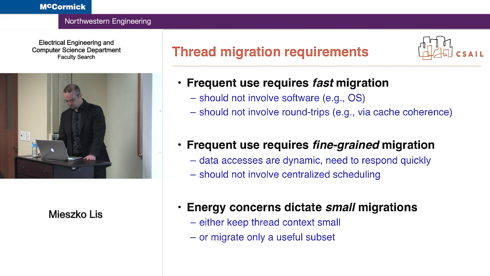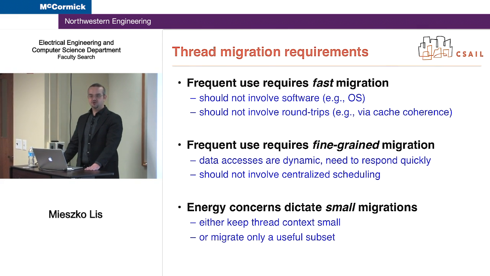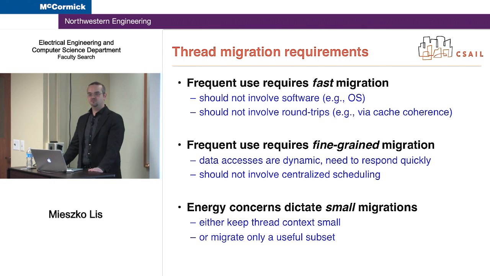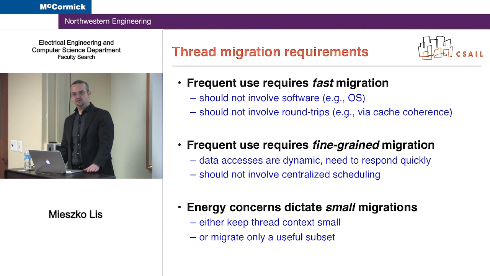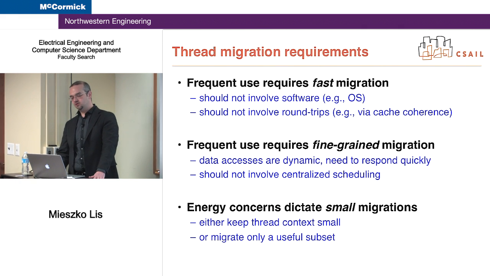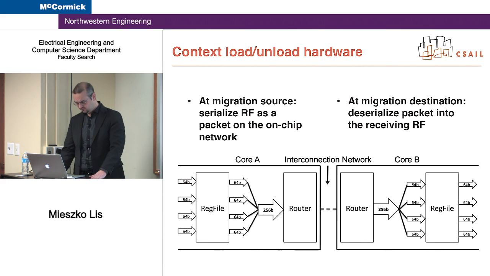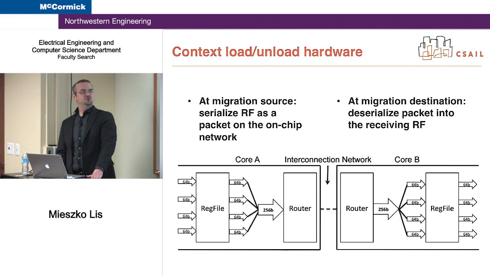Right. So finally, we'd like this to not take too much power. So we'd like the migrations to be as small as possible. And this was a design goal in our chip to only migrate a useful subset of the actual computation. So in principle, how would you migrate threads?